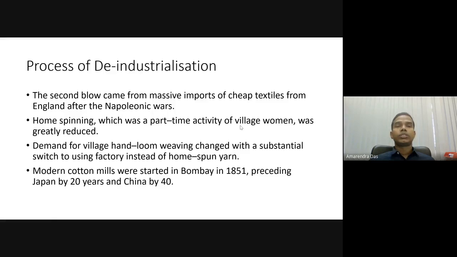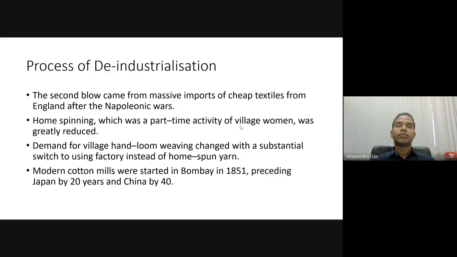And then we also see that the second blow came from the massive import of cheap textiles from England after the Napoleonic Wars. That is how home spinning, which was a part-time activity of village women, was greatly affected. The demand for village handloom weaving changed, with a substantial switch to using factory-spun yarn. Then modern cotton mills were started in Bombay around 1851. Of course, that preceded Japan by 20 years and China by 40 years. So this was a positive impact of British rule, or say, of the globalization process.